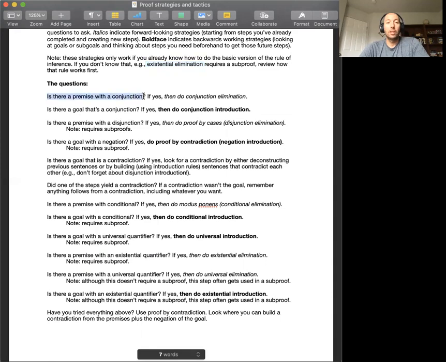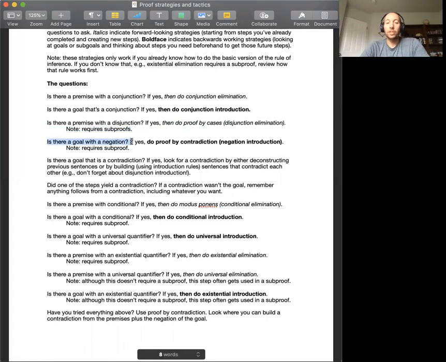So this is asking, is there a premise with a conjunction? Well, then you can do conjunction elimination. Is there a goal with a conjunction? If yes, then do conjunction introduction. Is there a premise with a disjunction? Then you need to do proof by cases, which in Fitch we called disjunction elimination. And I've just noted here that this actually requires subproofs, right? One subproof for each disjunct. And your subgoal in each subproof is going to be the same goal, which is the goal that you want to be able to state on the main line.